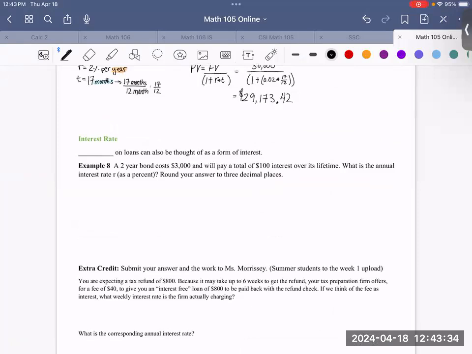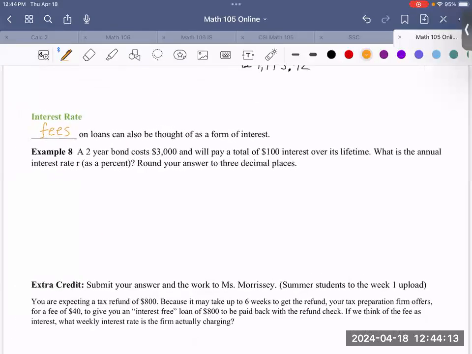Interest rates. So fees, if we're talking about loans, fees on loans can also be thought of as forms of interest. So if we were to try it again, it says example 8, a 2-year bond costs $3,000 and will pay a total of $100 investment over its lifetime. Ooh, actually, did I want to do this? I forgot why I put this in here, and I think it's because we're going to see it in our lab. Sorry, I took it out a few semesters ago, and now I added it back.